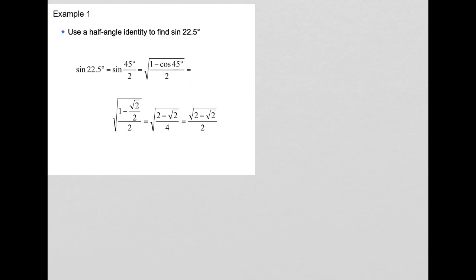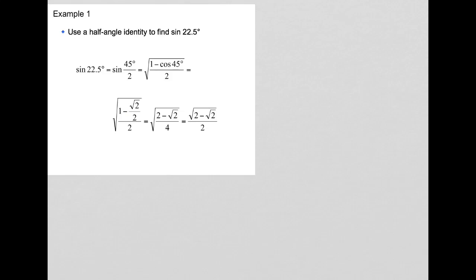Here is our first example. We're going to use a half-angle identity to find sine of 22.5 degrees. 22.5 is not one of our principal angles on the unit circle, but I am going to find one on the unit circle that I can use an exact value of. I went ahead and copied what the textbook gave us. However, they skipped some steps, so I will show you each and every step.